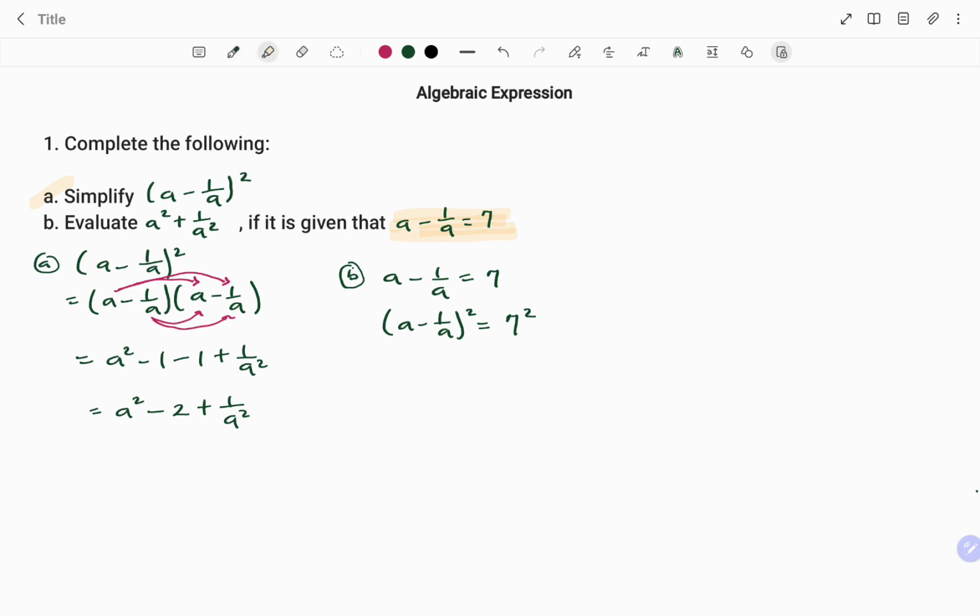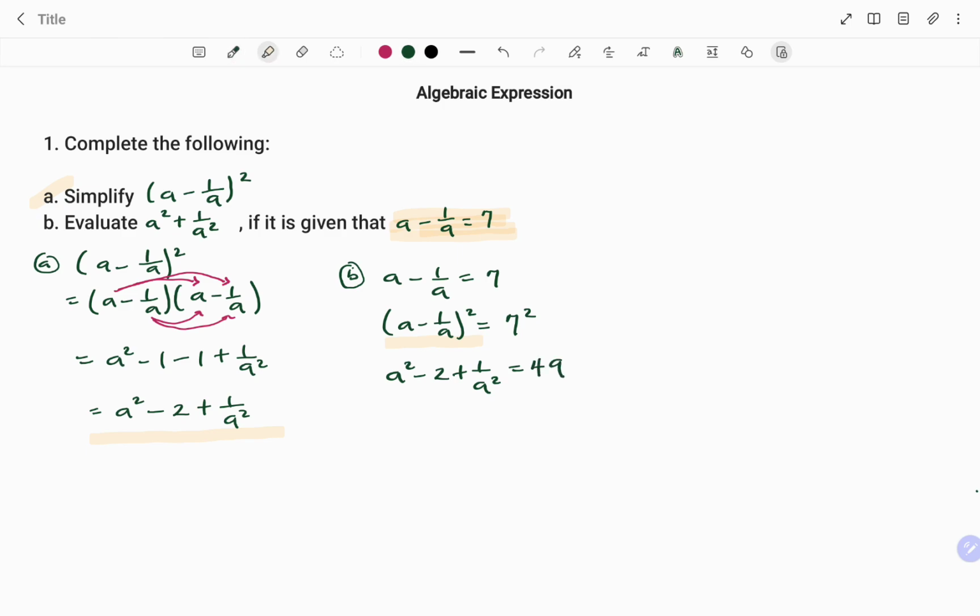But note that we already have the value of a minus 1 over a squared from the first part of the question, which says simplify a minus 1 over a all squared. So we are just going to slot in the value as given, and we have that expansion to be a squared minus 2 plus 1 over a squared, and that will be equal to 7 squared. 7 times 7, that's 49.